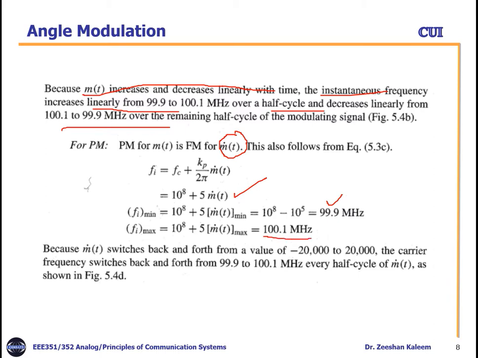Because m dot(t) switches back and forth from a value of minus 20 to 20, the carrier frequency switches back and forth from 99 to 100. So it means that when the message signal changes from minus 20 to 20, the carrier frequency of the signal changes from 99 to 100 megahertz, as shown in the figure previously. So this was an example just to prove the relationship between the FM and the PM.